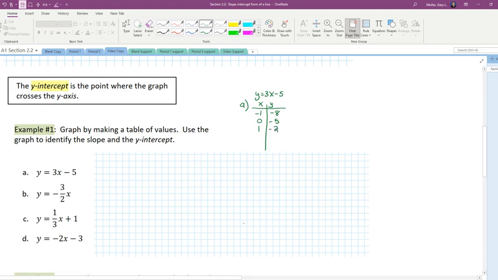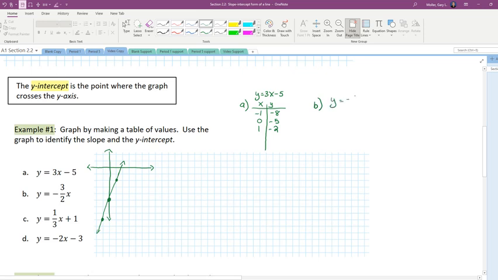All right, so I'm going to come over here and graph this. Looks like a lot of stuff down in quadrant 4. Negative 1, negative 8. 0, negative 5. And 1, negative 2. If our math is correct, then these should all be lined up in a straight line. All right. Let's do part B, and then we'll stop and look at both of them.